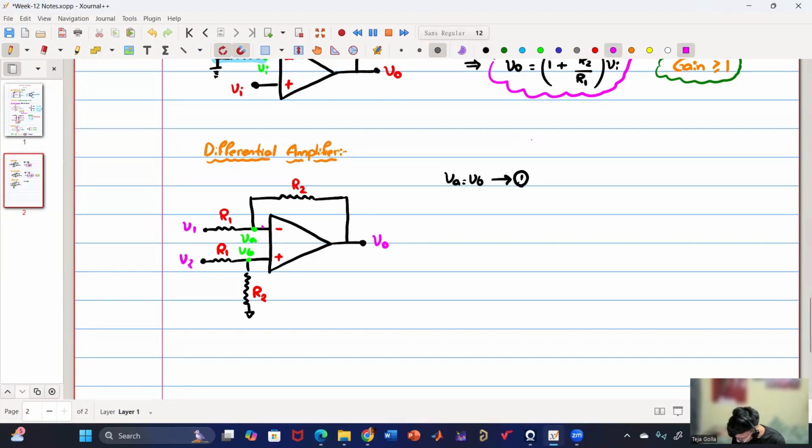And I also know the current entering here is 0. So can you tell VB in terms of V2? What is the value of VB in terms of V2? You can apply KCL or any other formula and let me know what will be the expression.